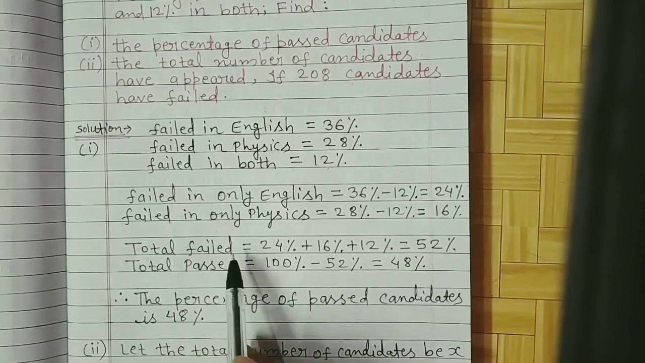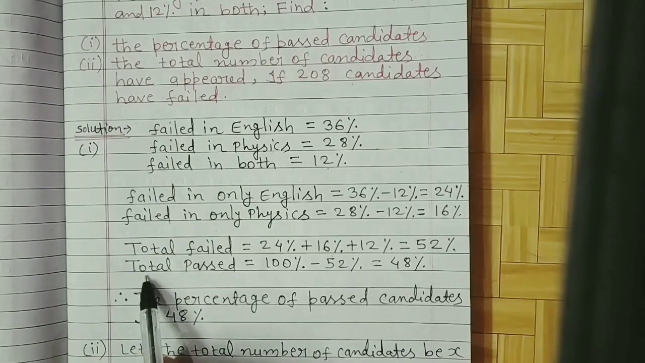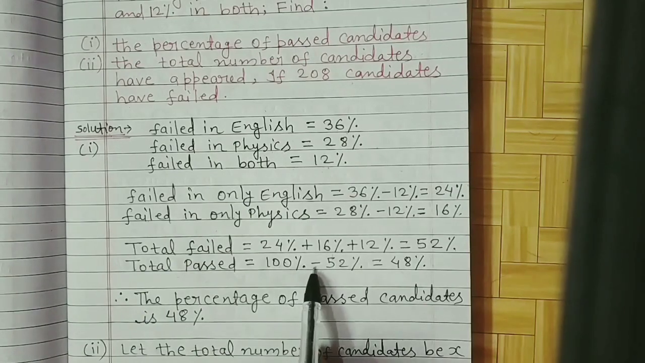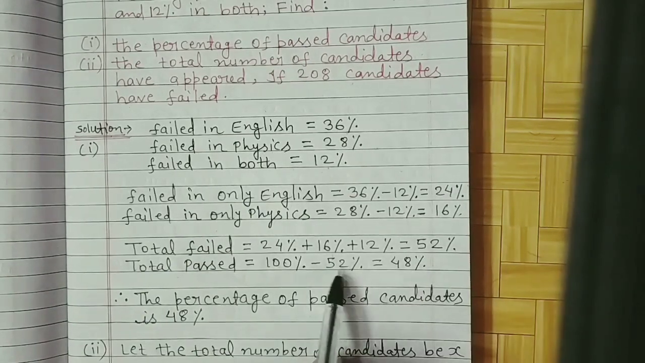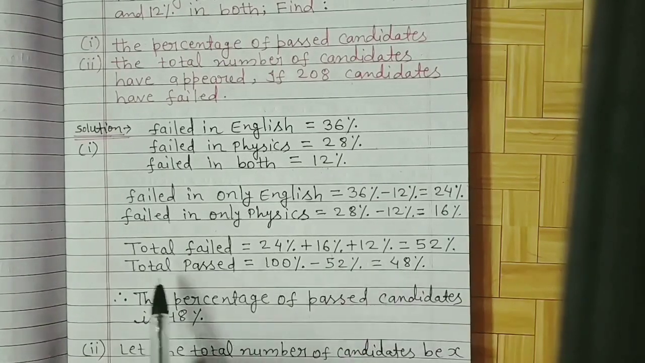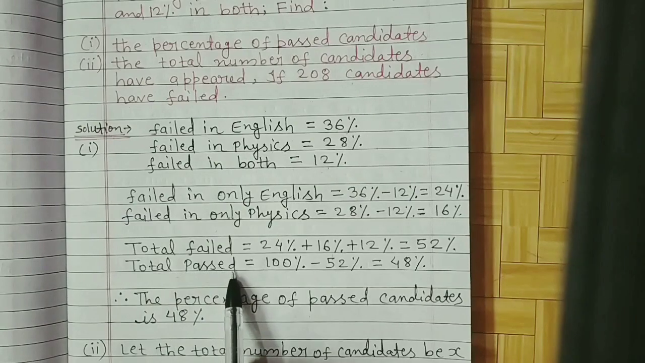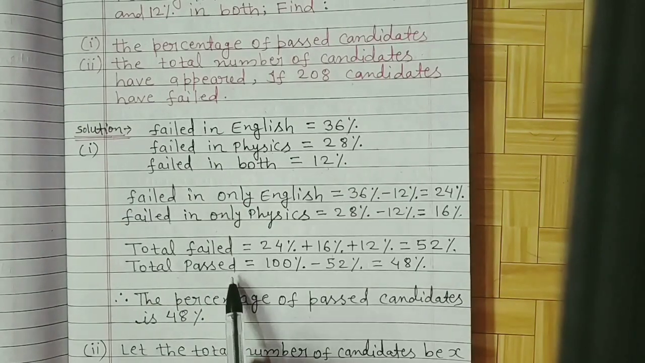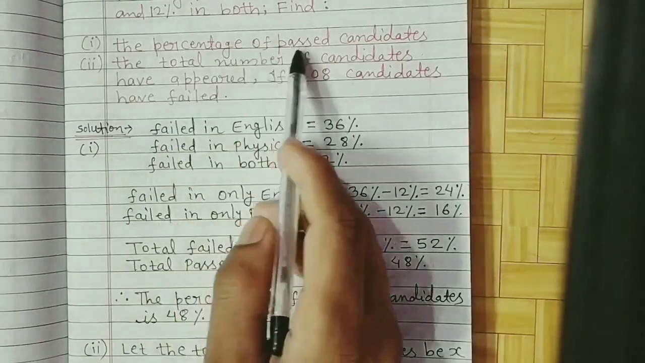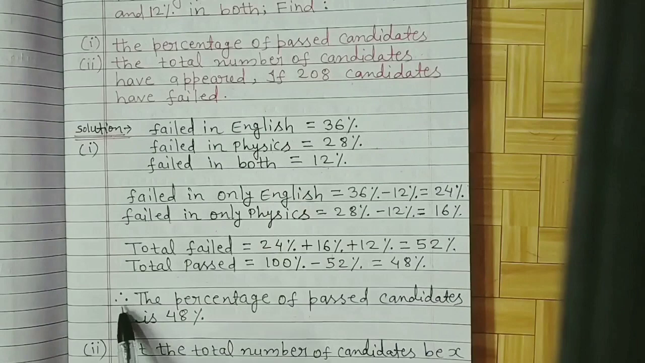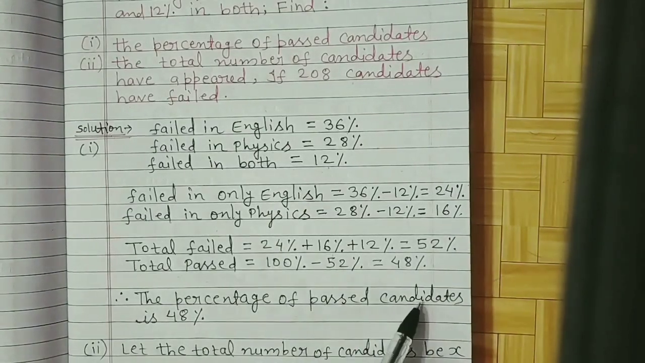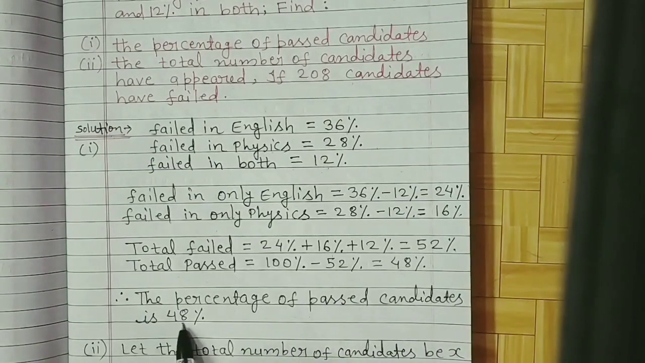Clear? Now I have written here total passed equal to 100% minus this 52%. It is equal to 48%, and this 48% is the total percentage of passed candidates. So we have got the answer of question number 1, the percentage of passed candidates. So I have written at the last, therefore the percentage of passed candidates is 48%.